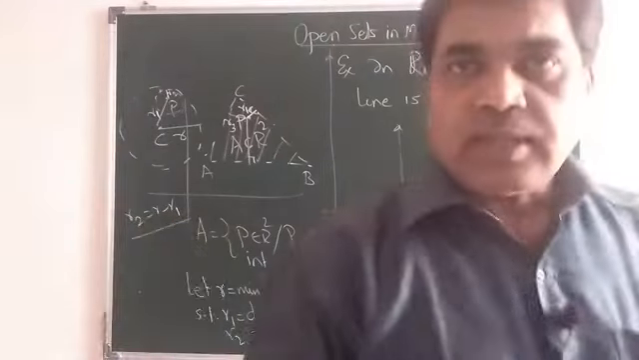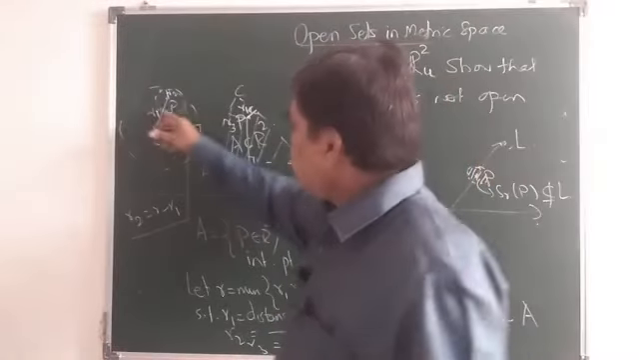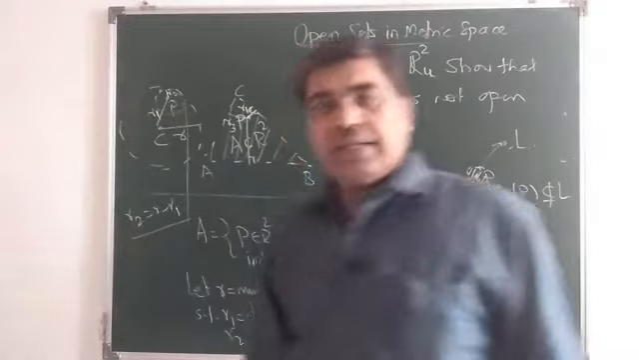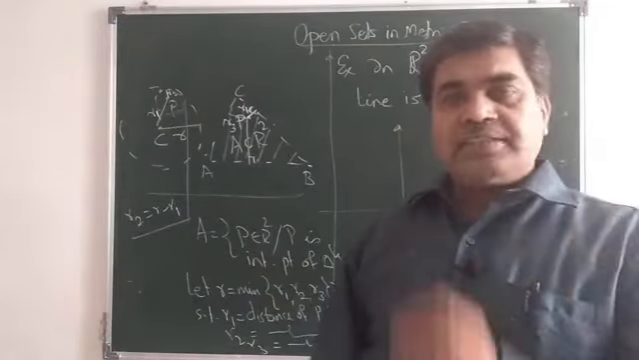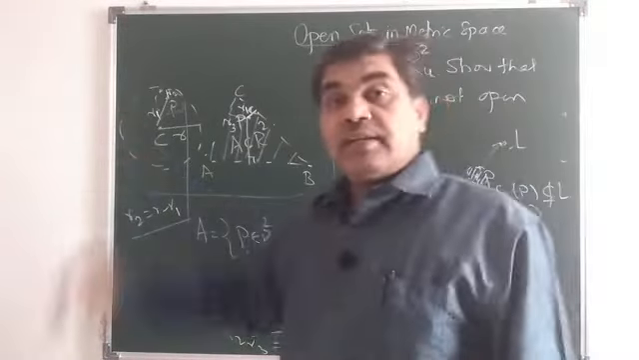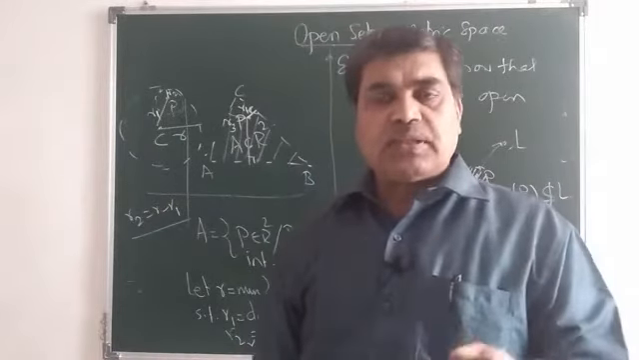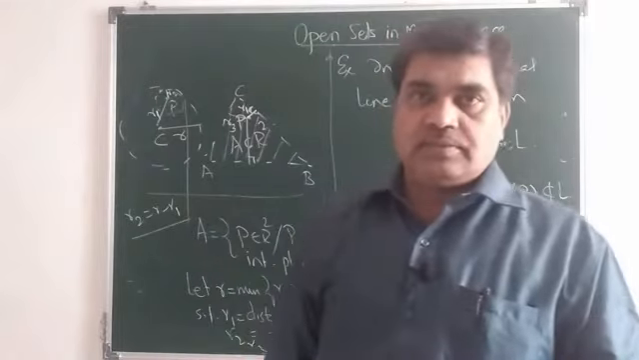R minus R1. Then if I take the open sphere about P with the radius R2, then it must lie in that circular region. That's why the interior part of a circle is also an open set.